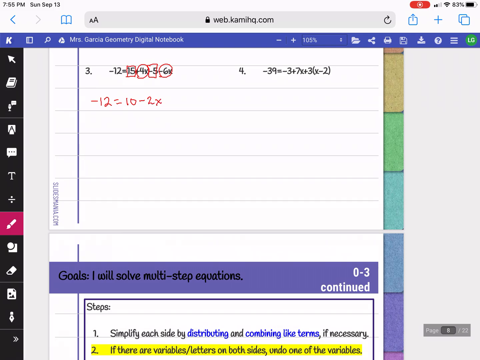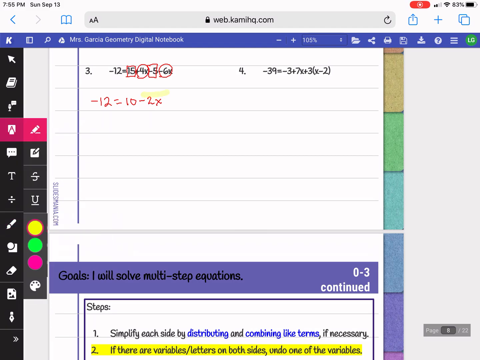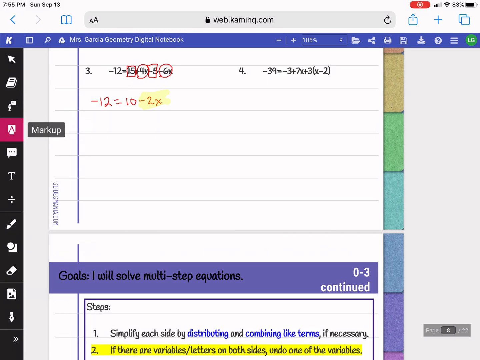So now I have my side simplified. I'm going to look at my variable. Right now it's attached to the negative 2. So I'm going to leave that for the end. In other words, I'm going to have to get rid of the 10 first on that side. So I would get rid of positive 10 with negative or minus 10. And remember, what you do to one side, you do to another. So here my 10s cancel. Negative 12 and negative 10 is negative 22. So I'm left with negative 22 equals negative 2x.